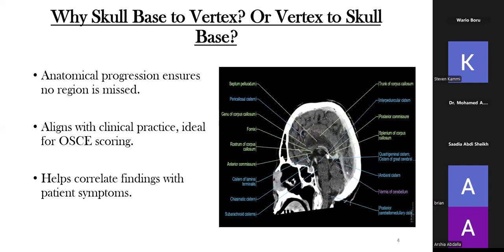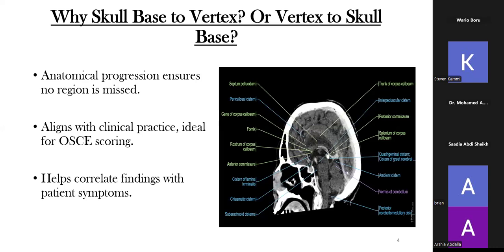Now, why skull base to vertex or vertex to skull base? It gives an anatomical progression that makes sense and ensures that no region is missed. It also aligns with clinical practice. Remember, OSCEs tend to be very objective rather than being subjective.